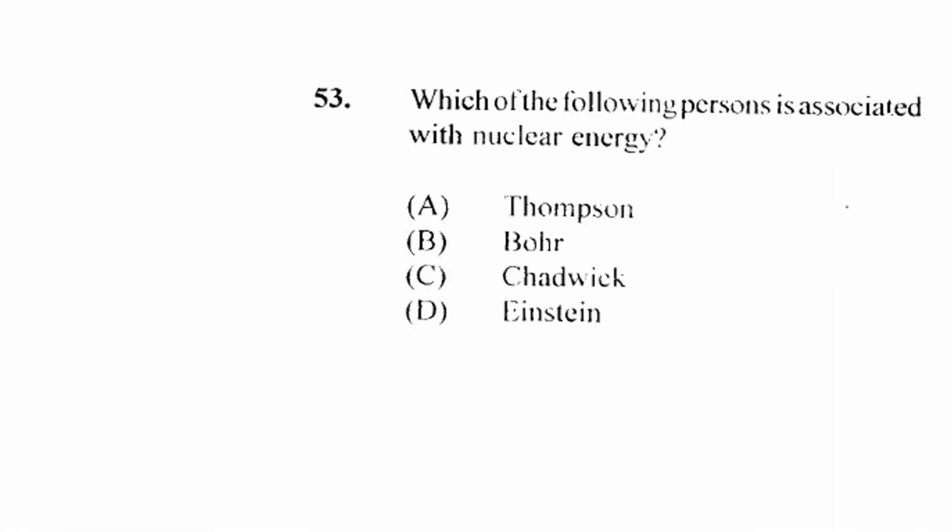Number 53. Which of the following persons is associated with nuclear energy? A, J.J. Thomson, B, Niels Bohr, C, Chadwick, or D, Albert Einstein? The answer is, hate it as he might, Albert Einstein.